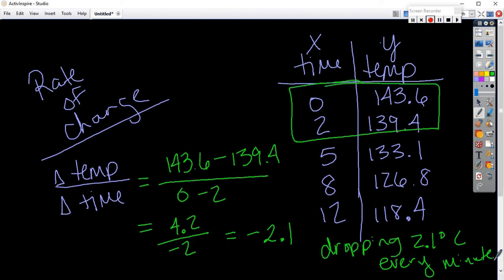Does that make sense to everybody? Every minute, my solution is going down. It's cooling off 2.1 degrees. Y'all have done this before, right? Maybe you haven't done delta, maybe you haven't seen it written like that, but you've done slope and rate of change before. Okay. Wait, they use delta in the book.